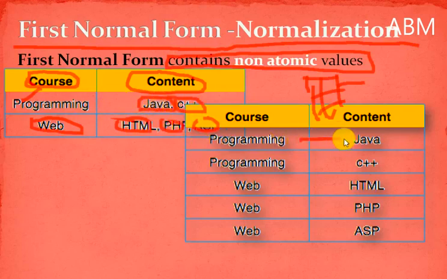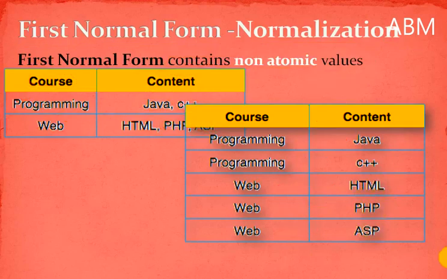For example, programming may contain Java, programming may contain C++, web may contain HTML, web may contain PHP, or web may contain ASP. So this is now easy to search, because every value, every cell, every tuple has a unique value as a single value.